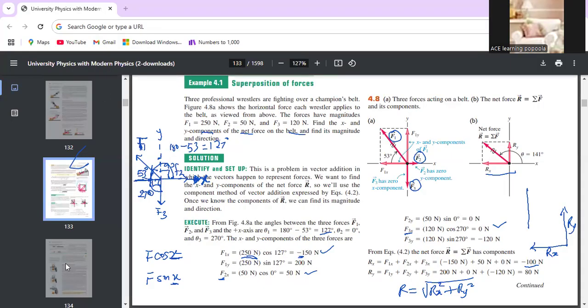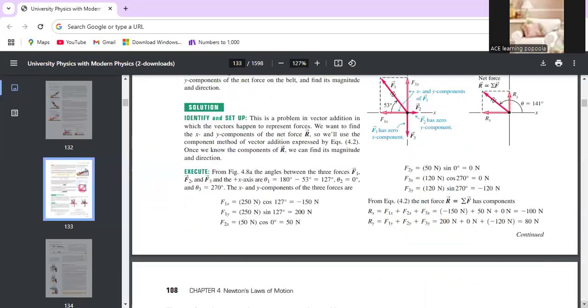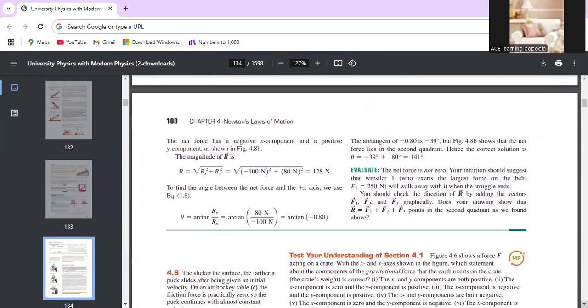Let me quickly scroll down. Okay, so that is it in the next page, which is what I just said. It's been solved now for us: the square root of negative 100 squared plus 80 squared. And we have the answer. So this is the resultant vector, 128.